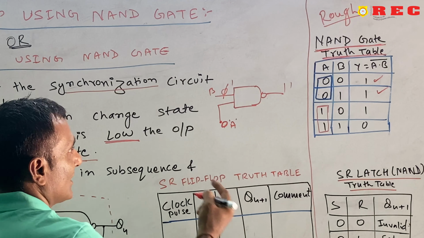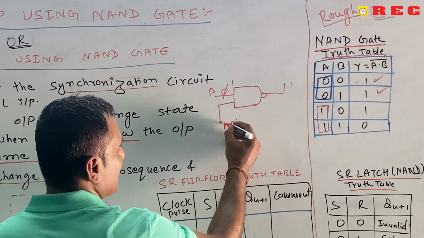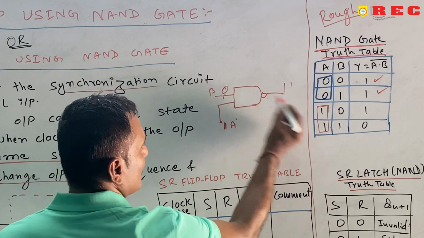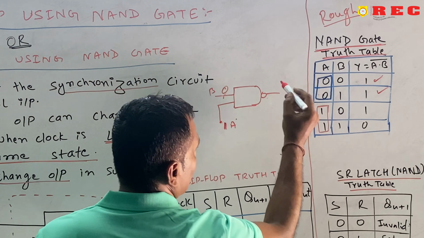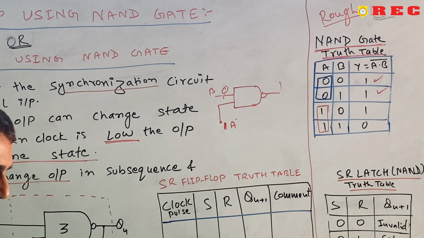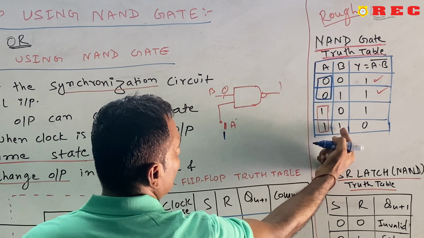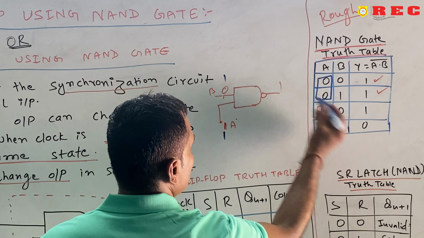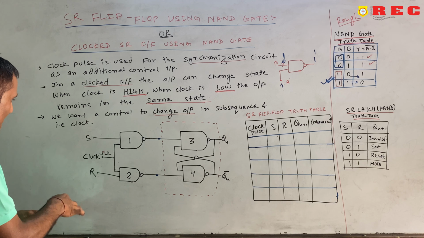But in the other position, if one terminal is fixed by 1 and the other terminal is 0, then what is happening? The output is coming 1. And if again one terminal is fixed by 1 and the other terminal is 1, then it is changing to 0. So, it is very interesting.